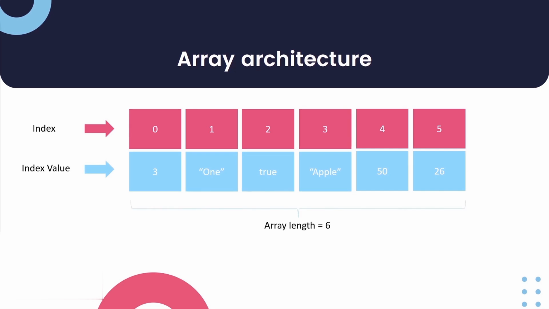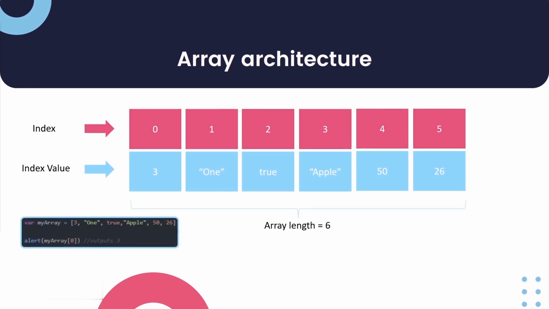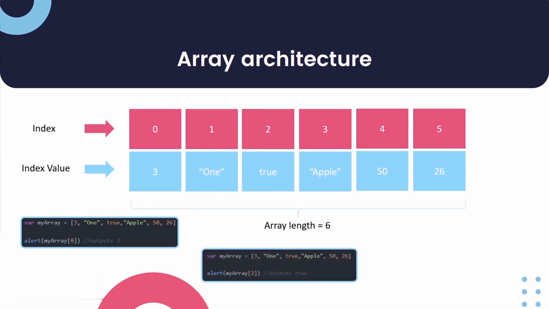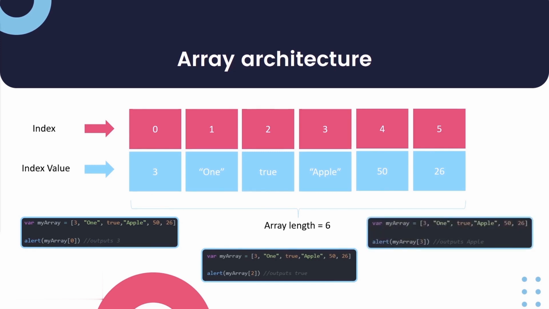Now, the length of this array is actually 6, regardless of there being an index 5 and an index 0. The length is 6 if you count from 0 to 5. Okay, that's quite important because we are going to be working with this in future. And then if we had to map this array to code, this is essentially what we could get. So in the first example, we alert myArray index 0, and this outputs the number 3. In our second example, we alert the index 2, and this simply outputs a Boolean value of true. And then lastly, we alert index number 3, and we get an output of apple, which is a string.